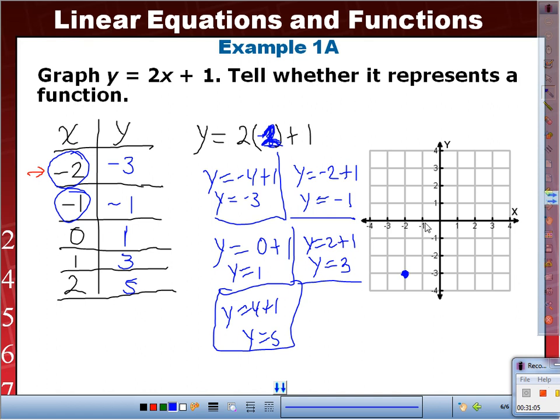Okay. Next one. I started at the point of origin. It tells me negative 1 to the left and negative 1 down. So it's right there. Next one, I start at the point of origin, which is 0. Do I move anywhere? No. And it tells me to go 1 up. So I go up 1. Next one, I start at the point of origin. It tells me to go 1 to the right and 3 up. 1, 2, 3. Plot my point. And the last one, I start at the point of origin. It tells me to go 2 to the right. 1, 2, and 5 up. 1, 2, 3, 4, 5.